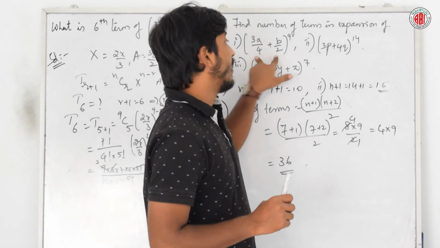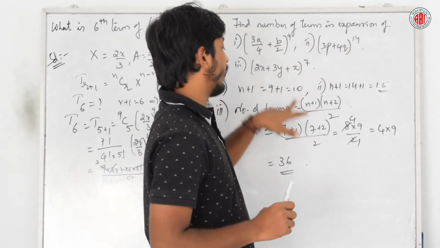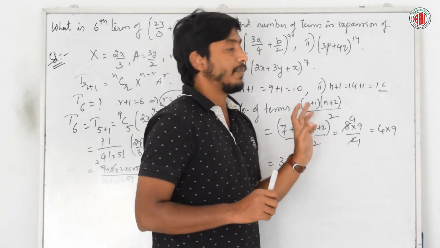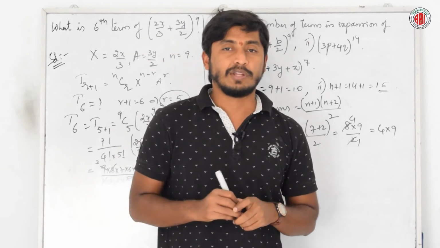For binomial, we will write only n plus 1. For trinomial, we will use the formula of (n plus 1)(n plus 2) by 2. Is it okay? Is it clear? Shall we go on to the next problem?